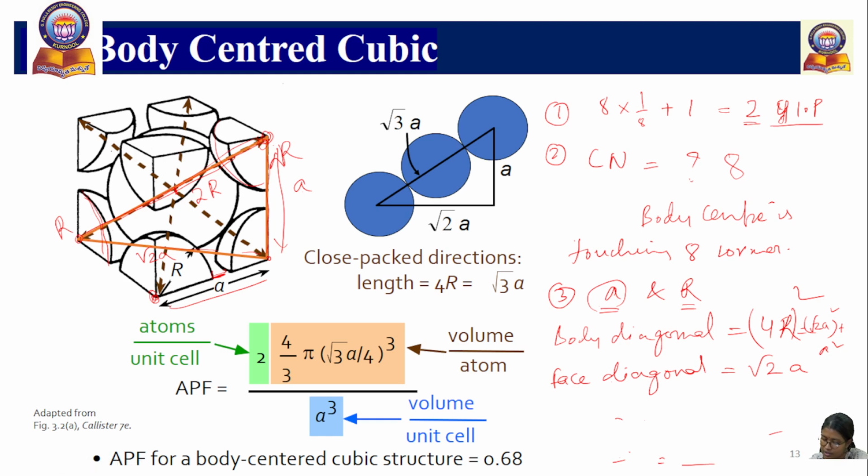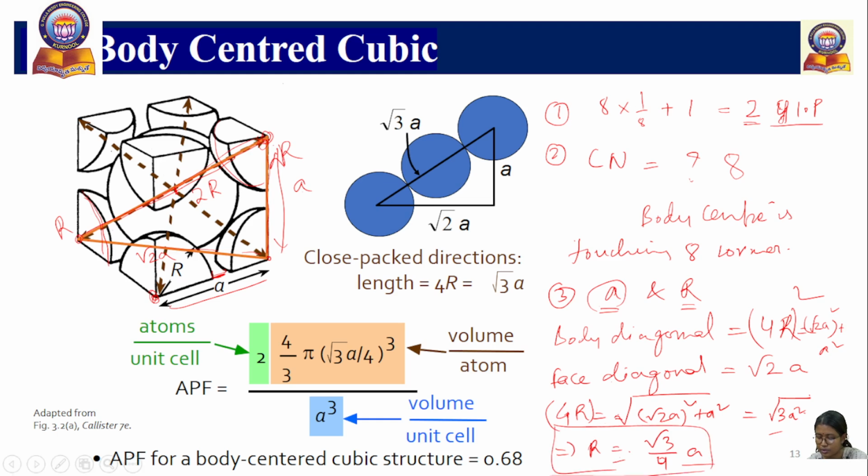So the body diagonal is how much? We know that this is 4R, and this equals the square root of (root 2A) square plus A square, that is the square root of 3A square. This is 4R. If you take out the square root, R equals root 3 by 4 A, because the square root cancels the square. This is the relation between R and A.